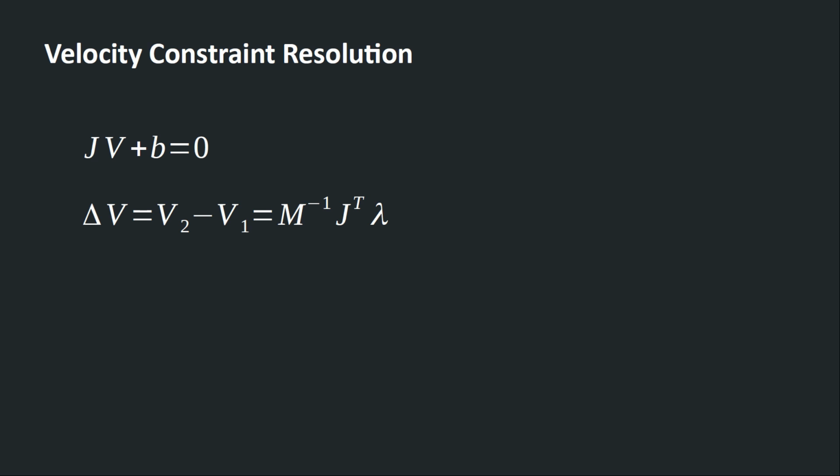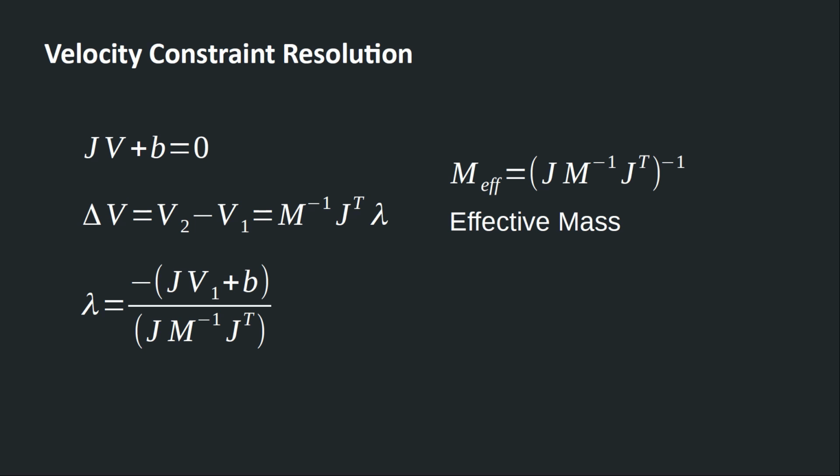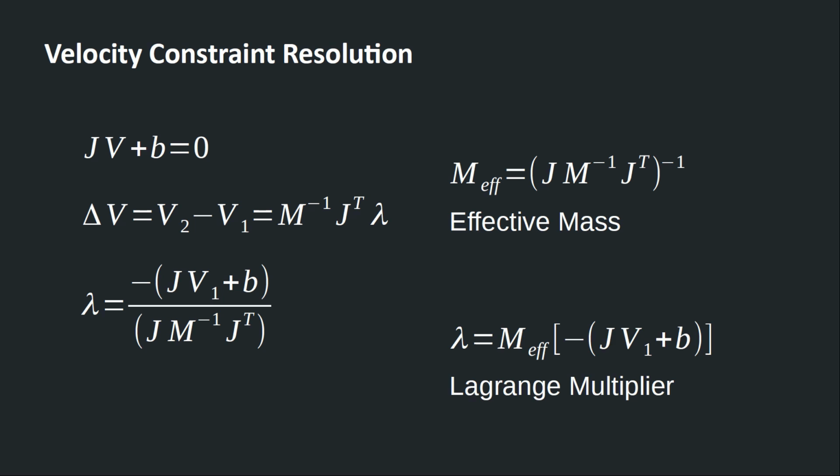And I just realized I should have said J transpose earlier instead of JT. And the expression for lambda is negative Jv1 plus b divided by J M inverse J transpose. Usually we would collect the denominator term for lambda into a separate term called the effective mass, which is the inverse of J M inverse J transpose. So lambda can be expressed as the effective mass multiplied by negative Jv1 plus b. Lambda is known as the Lagrange multiplier.